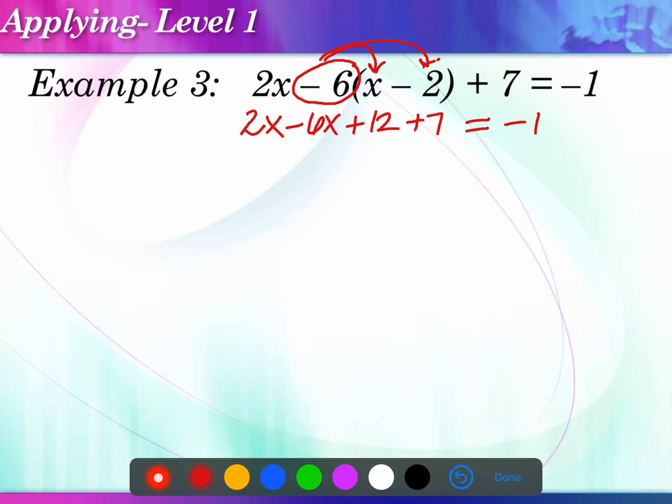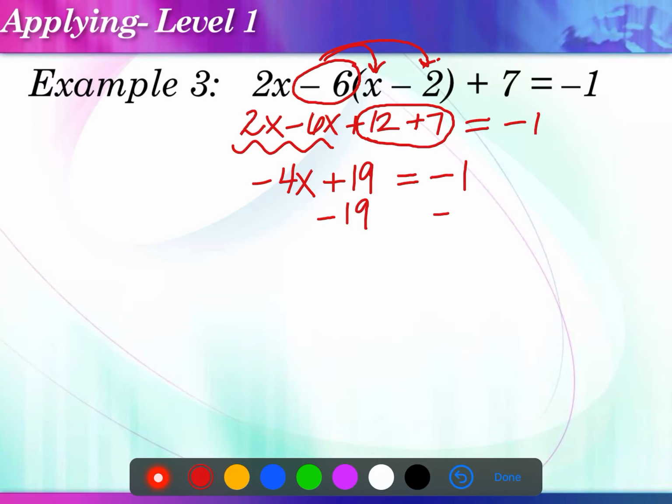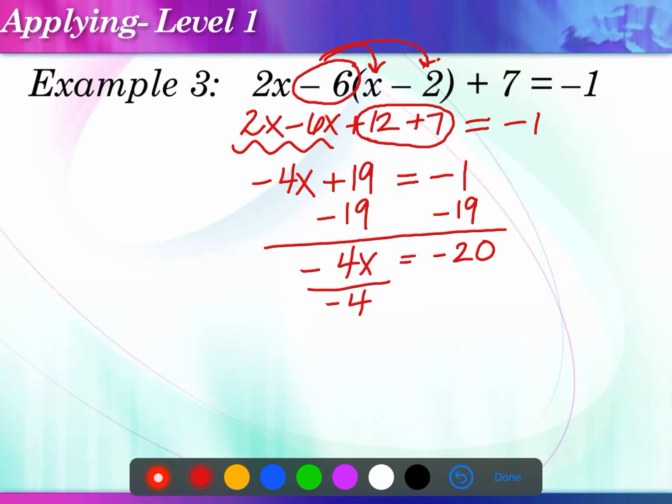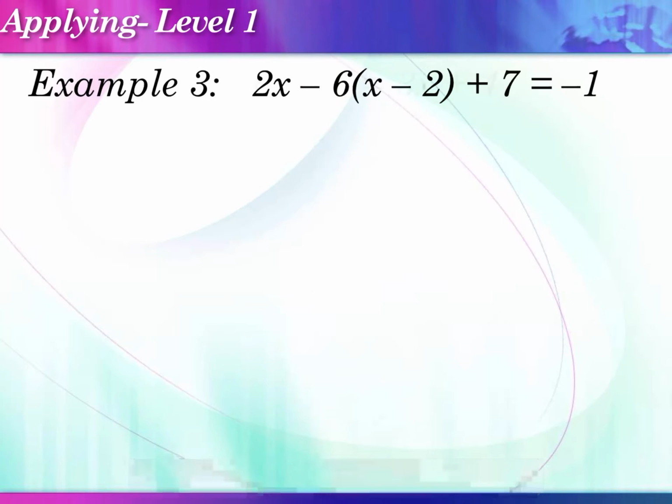Okay, now we definitely have some sets of like terms over here. All right, however you want to indicate, but make sure that you do show. So this becomes -4x. This is 19. Okay, and now we are ready to solve. And we have our final answer, x equals 5. All right, doing great so far.